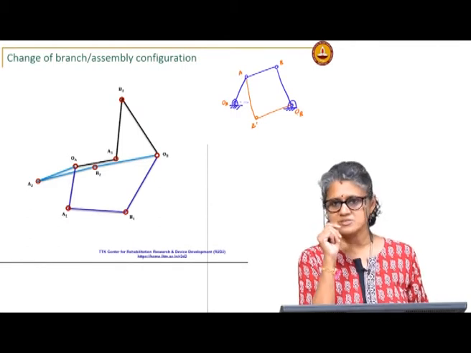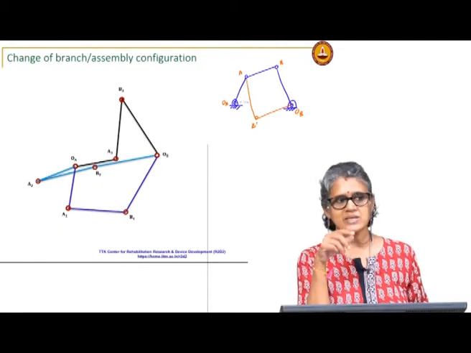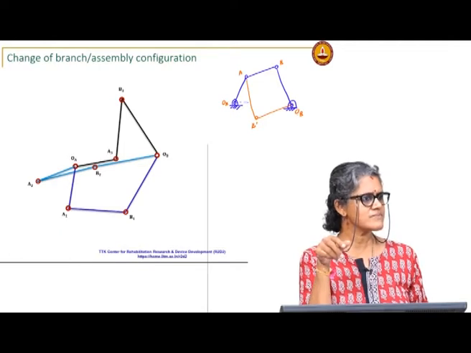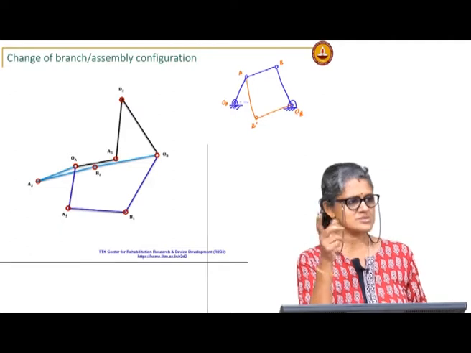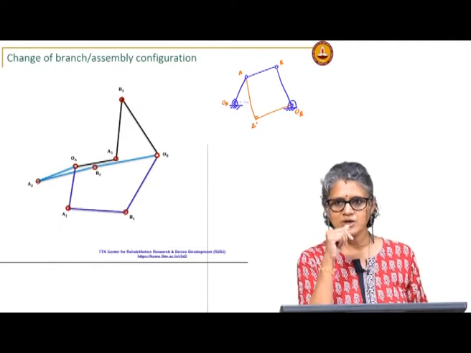So, one of the problems that you are likely to encounter is, you may synthesize a linkage, say for 3 positions motion generation, and then you make the model, you try to move it, and it is hitting only 2 positions. But you know that the third one also should be on that because the moving pivots lie on circles, right.